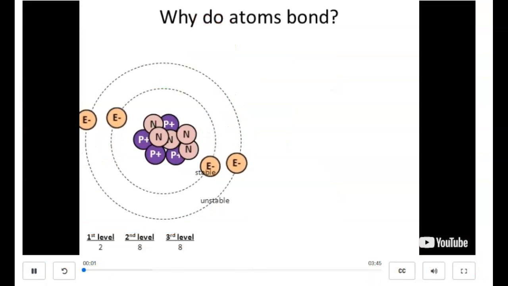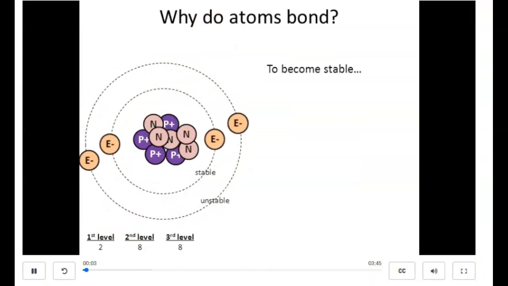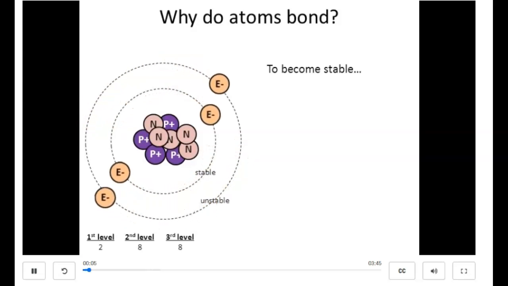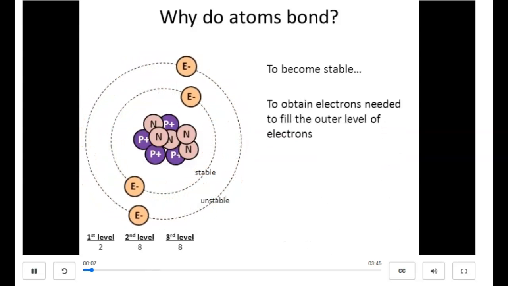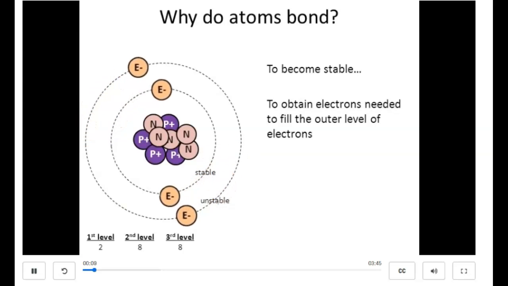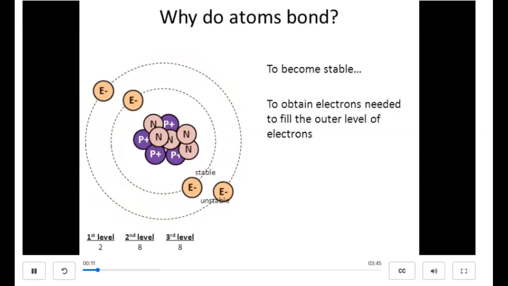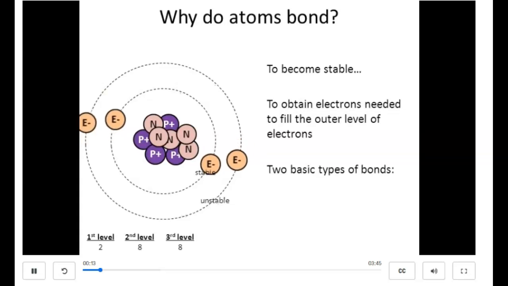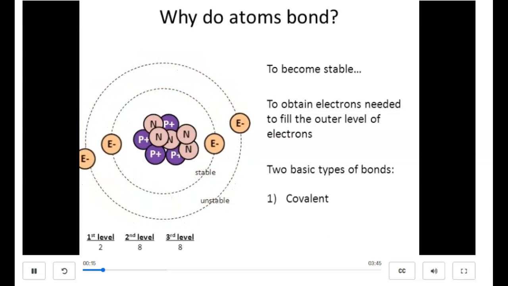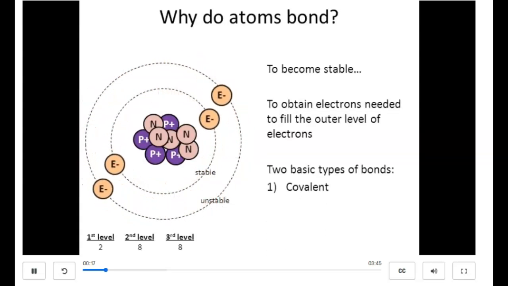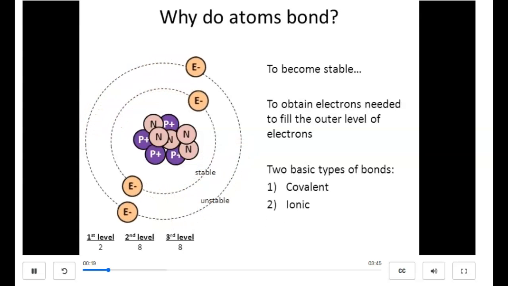Okay, why do atoms bond with one another? Well, they bond with one another to become stable, and what that means is that they are trying to obtain more electrons so they can fill their levels. Now, there are two basic types of bonds, and that's why you're watching this video, to learn the difference between the covalent bonds and the ionic bonds.